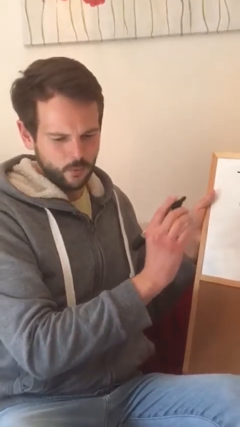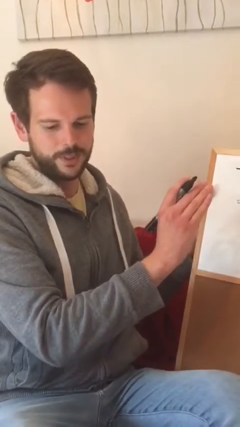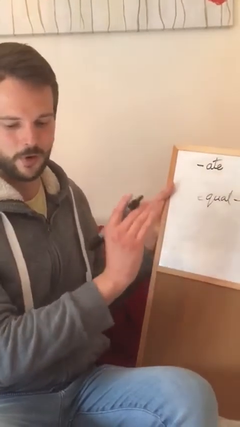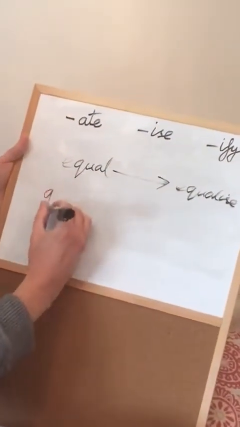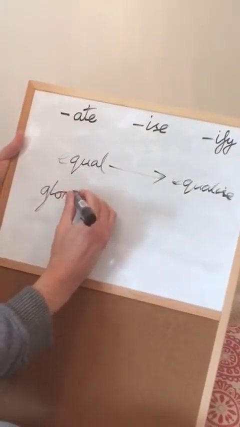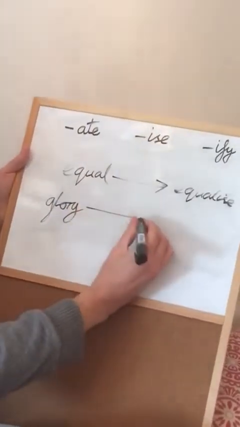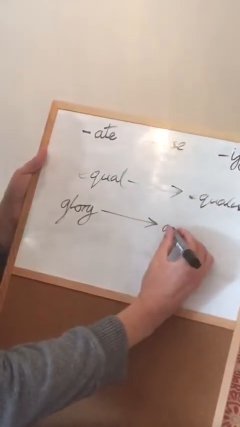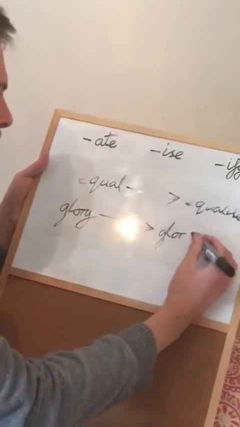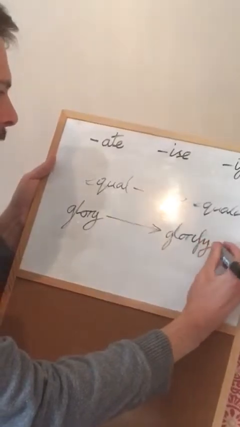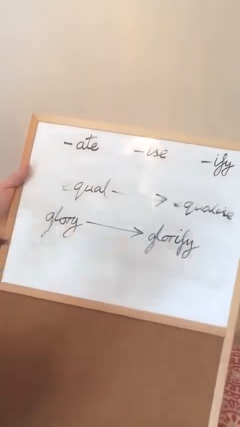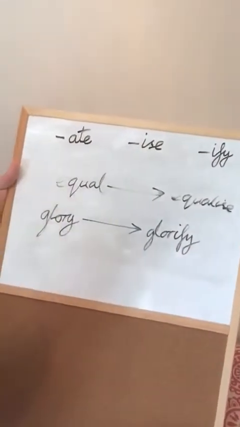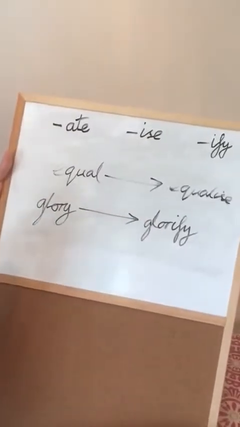For starters, words that end in Y, we need to change that Y into an I before adding the suffix, before adding the ending to it. So if we look at the word glory, now I can turn the word glory into the word glorify, but I need to get rid of the Y before I can add on ify. Glory becomes glorify.